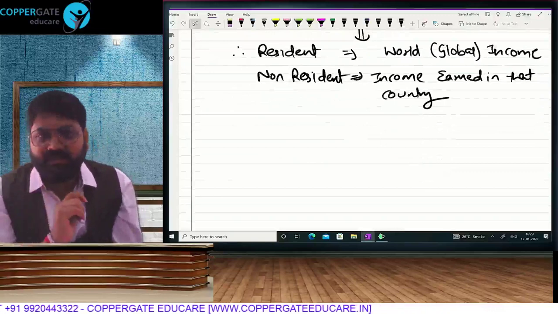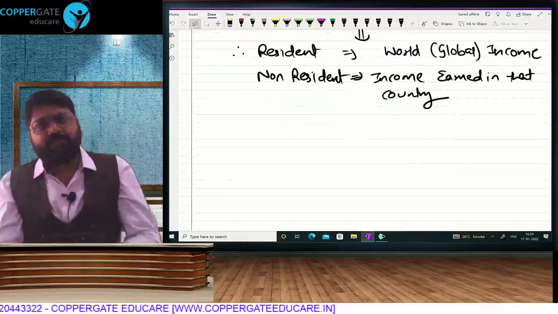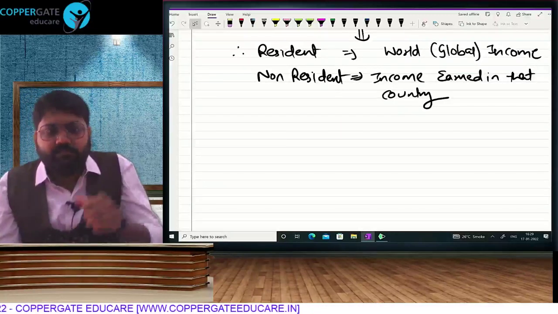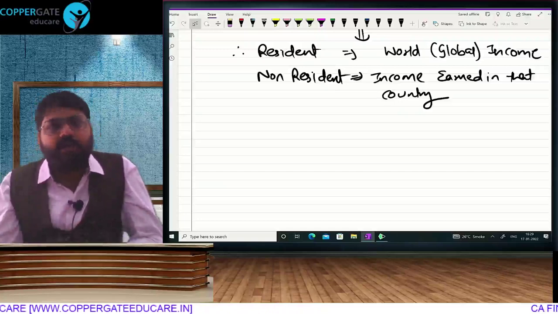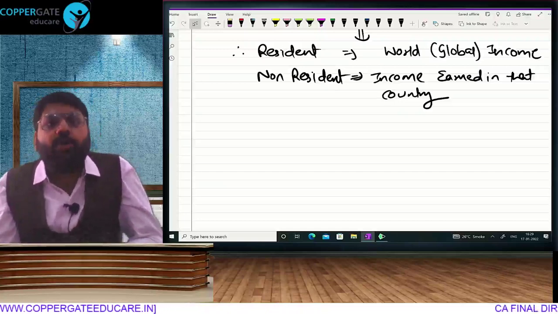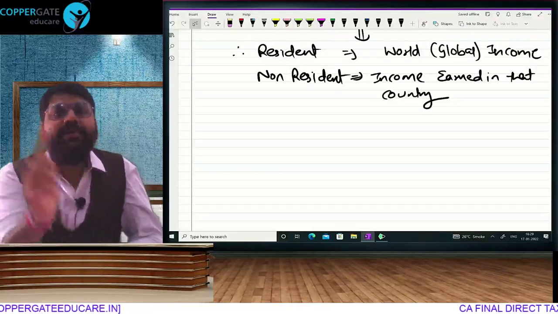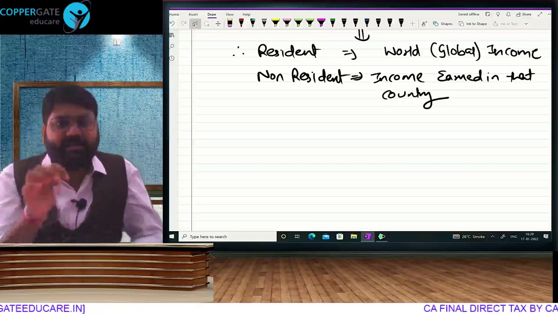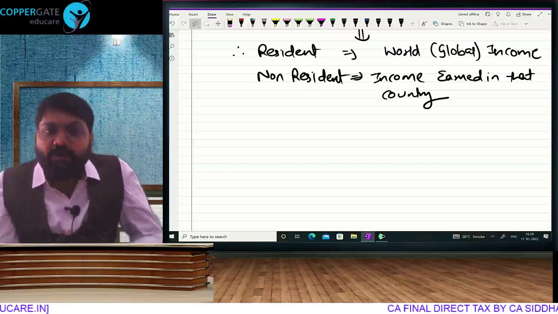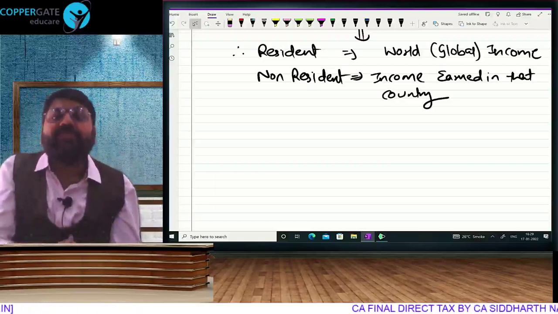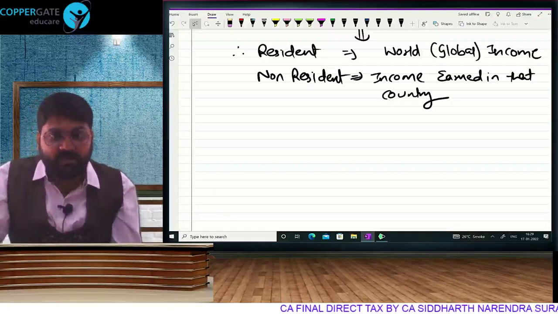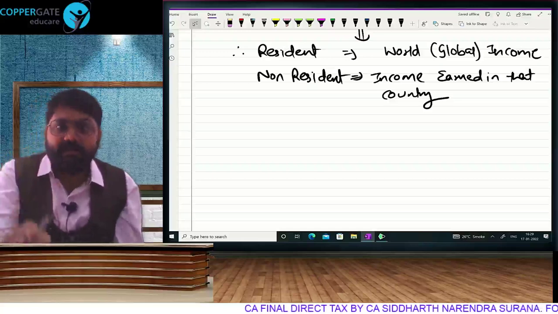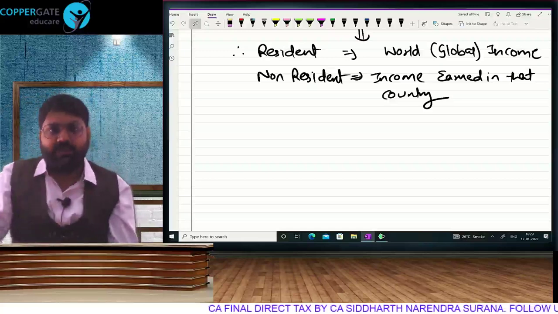Globally, there are two principles of levy of tax. What are the two principles? Residence and source. If you are a resident of a country, you have to pay tax in that country on your world income, global income. Income earned anywhere in the world will be taxable in that country. But if you are a non-resident in any country, then the principle applicable will be the principle of source. World income will not be taxable, but income of that country will be taxable.